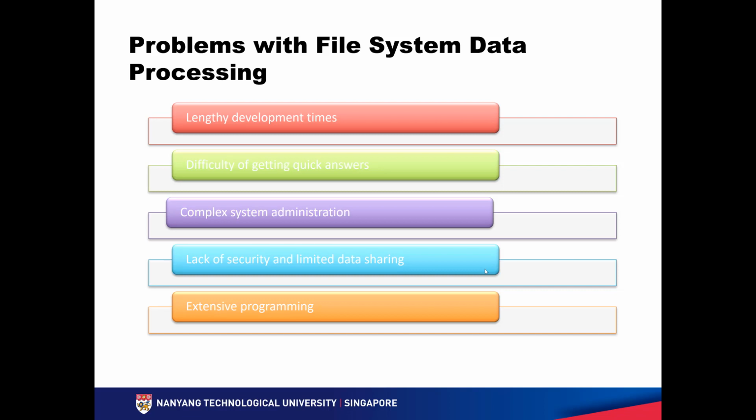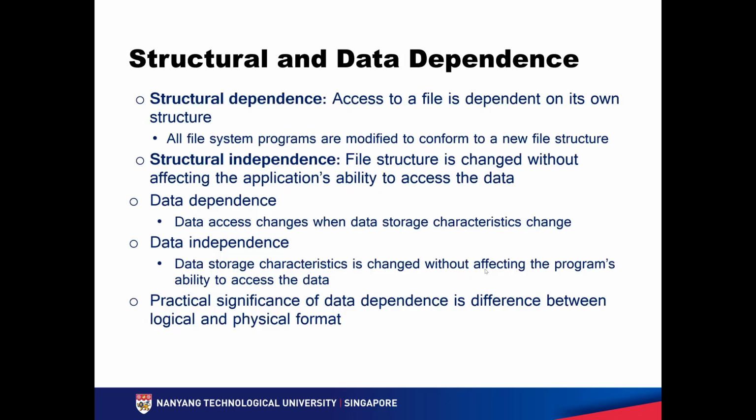Next, we look at structural and data dependency. In structural dependency, the access to a file is dependent on its own structure. So basically, all file system programs are modified to conform to a new file structure. This is bad because effectively that means that if you want to update, for example, a mobile app, for example, Grab 1.0 to Grab 2.0, you need to redo your entire file system. All right, that is not something that we want.